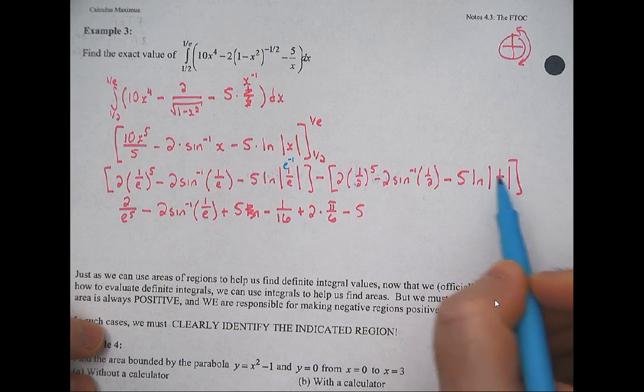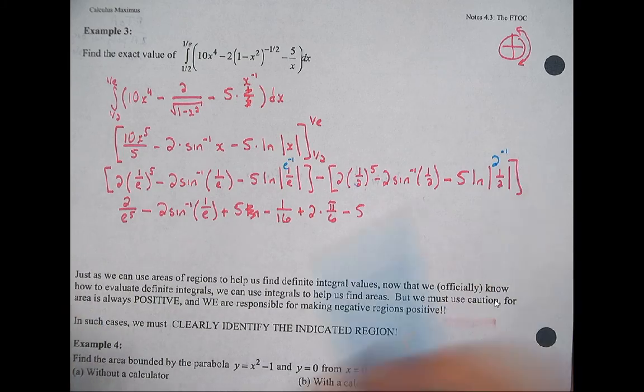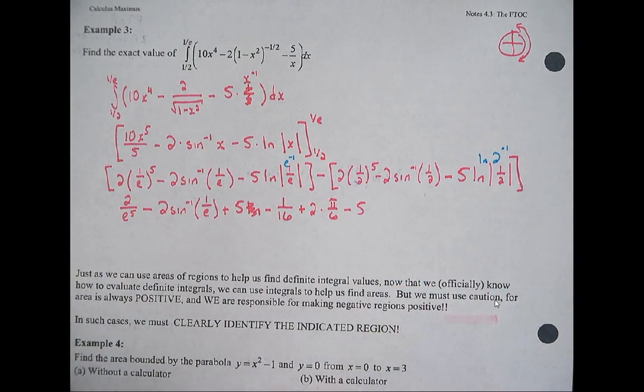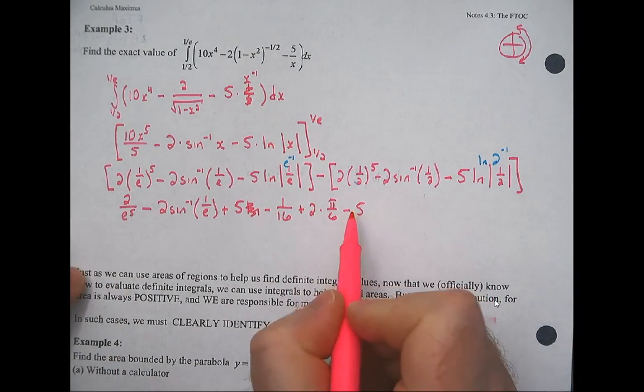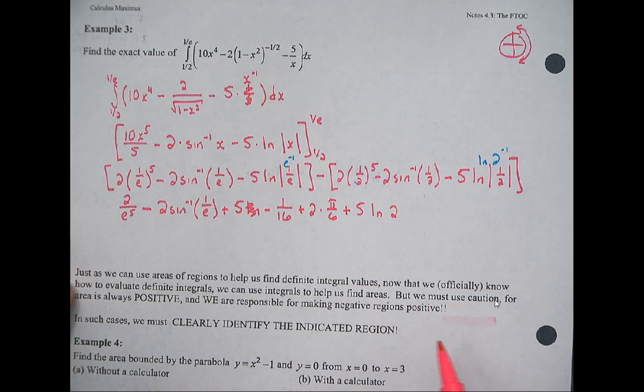First of all, I don't need the absolute values because it's positive 1/2. I'm going to rewrite this as 2 to the negative 1. Now remember, that means this is natural log of 2 to the negative 1, and you can take these exponents and bump them out in front. So this is going to turn into positive 5 natural log of 2.